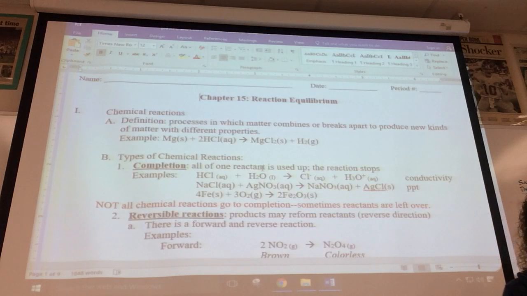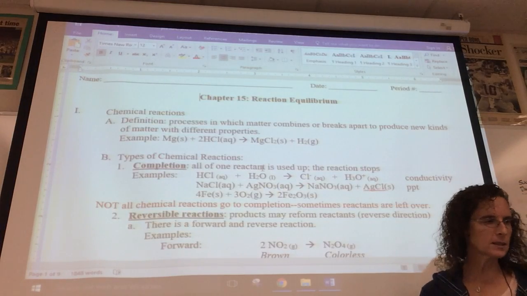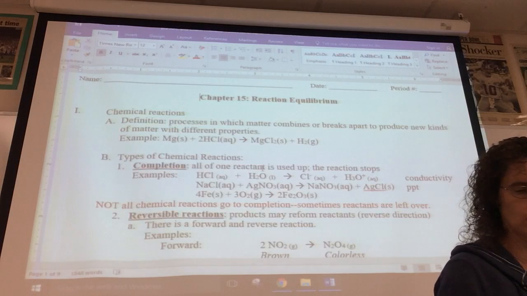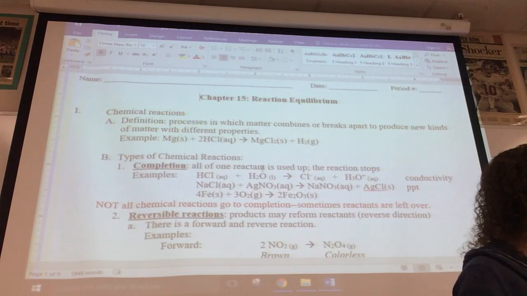And your lab will deal with that concept known as Le Chatelier's principle, and we'll hit your lab at the end of the week. So previously we learned about reactions that occur in one direction.